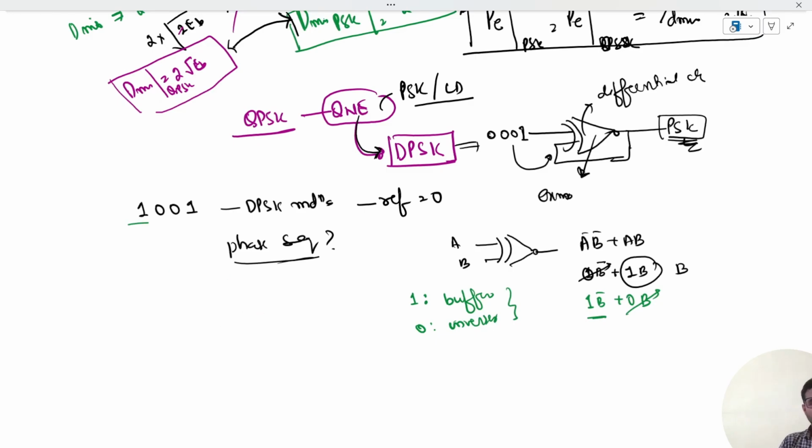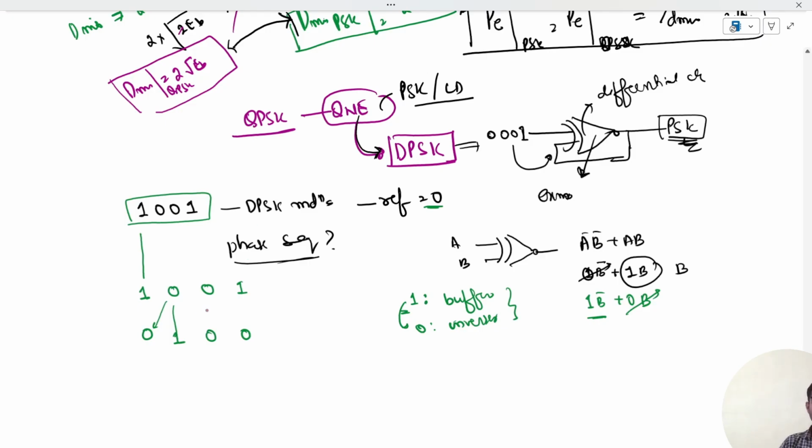Okay, so now if this is the sequence and the reference bit is 0, then if 1 is given, what will be the output? At 1 it is acting as a buffer, so the reference bit will be the output only. Next time 0 comes, what will it do? It will invert, so this 0 will be converted to 1. Now again 0 will come, and it will again get converted to 0. It will act as an inverter. Again 1 is given, so 1 will act as a buffer, so this 0 will be 0.